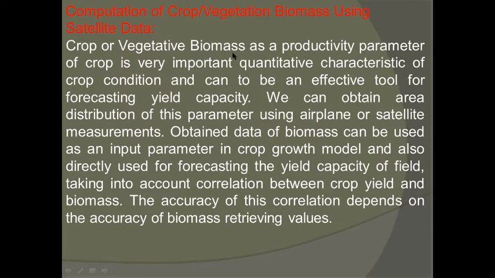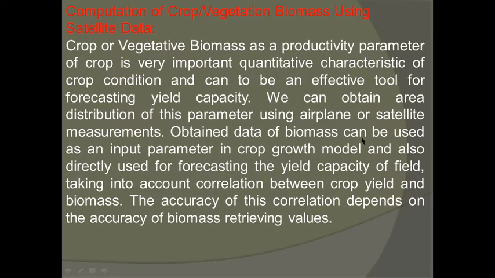Crop or vegetative biomass, or productivity parameters of crop, is a very important quantitative characteristic of crop condition and can be an effective tool for forecasting yield capacity. We can obtain area distribution of this parameter using airplane or satellite measurements.